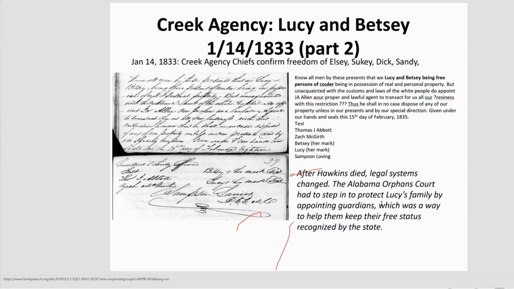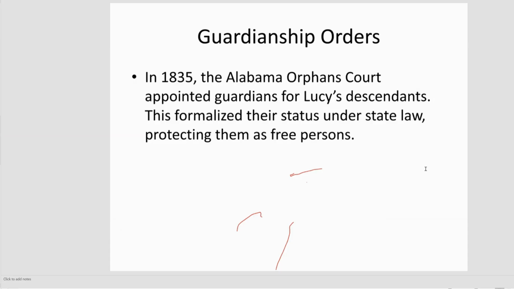So after Hawkins died, I wrote, the legal systems changed. The Alabama Orphans Court had to step in to protect Lucy's family by appointing guardians, which was a way to help them keep their free status and be recognized by the state. So as they were coming across these different types of scenarios, they had to ask themselves, how are we going to deal with this? So they were contacting the government. The government said, okay, we're going to enact a new law. Every time something happened that they either liked or didn't know what to do with, they were enacting laws.